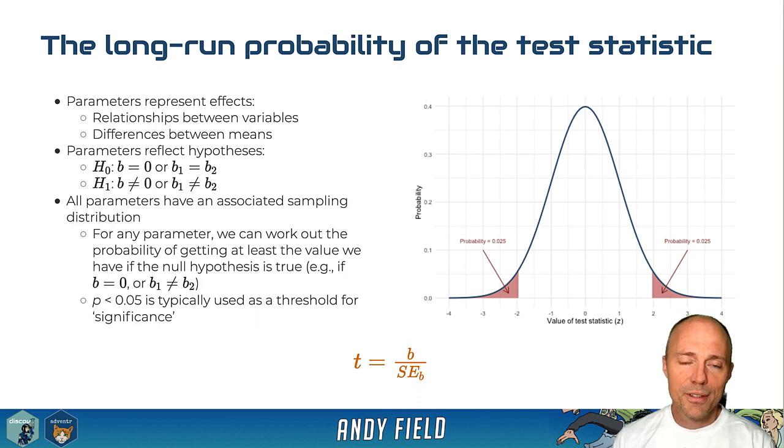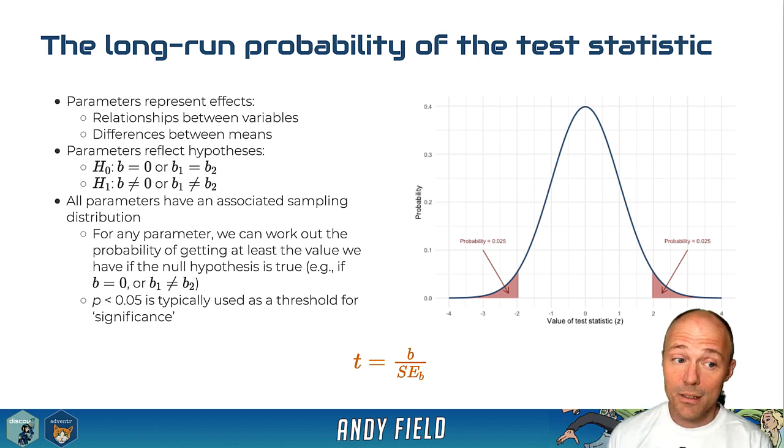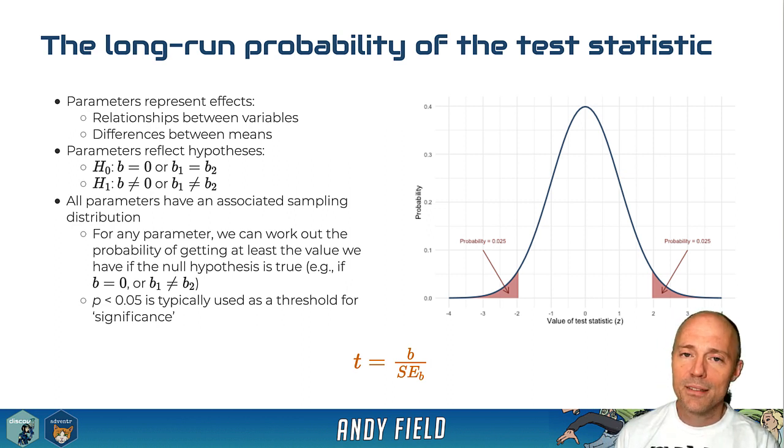The alternative hypothesis, that there is some kind of effect, is normally denoted with h1. We can express that in terms of the beta not being equal to 0, so being bigger than or smaller than 0, or two betas in the model not being equal to each other, if for some reason we want to compare the betas attached to different predictors.